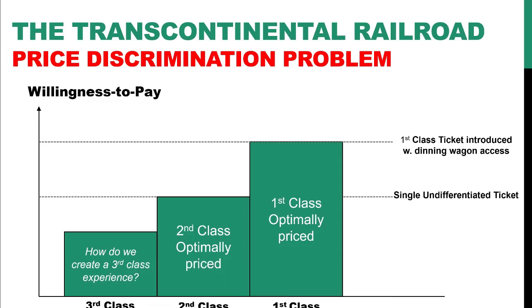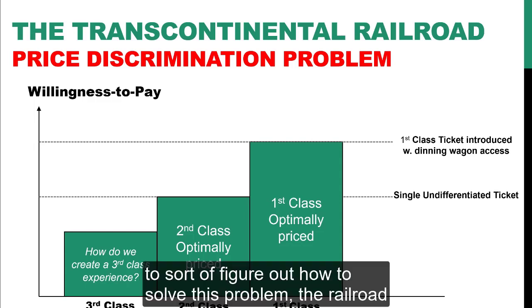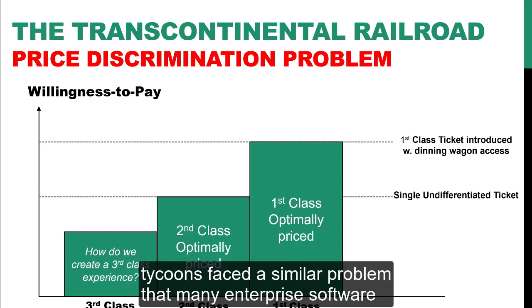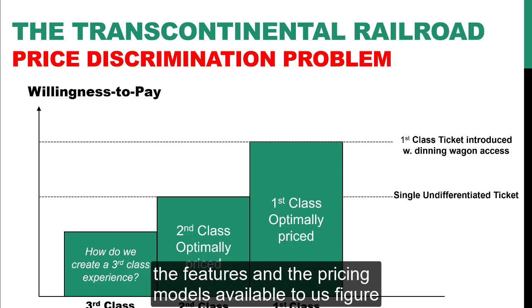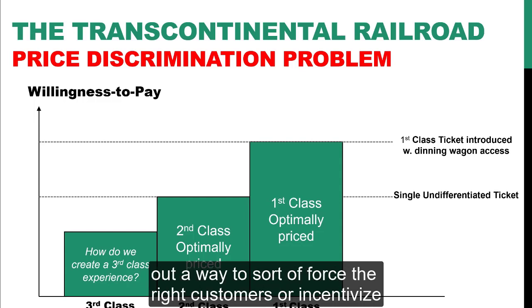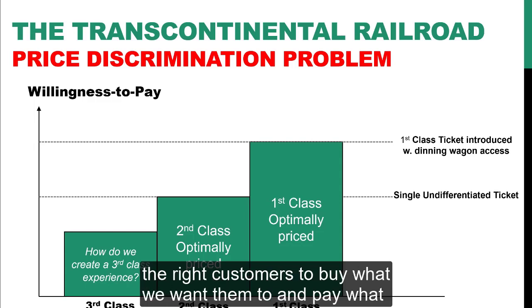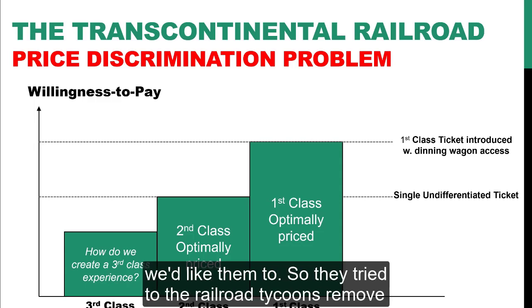So to figure out how to solve this problem, the railroad tycoons faced a similar problem that many enterprise software vendors or executives face today, which is how do we, with the features and the pricing models available to us, figure out a way to force the right customers or incentivize the right customers to buy what we want them to and pay what we'd like them to.